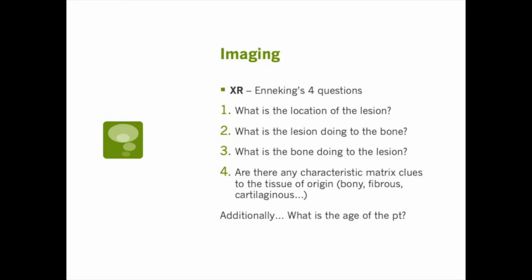So the first question you always have to ask yourself is what's the location of the lesion? And that means both the location in the body as well as the location in the bone. So is this axial? Is it appendicular? And then in the bone, is it epiphyseal, metaphyseal, metadiaphyseal, diaphyseal, periosteal? All of those things help figure out what this is because many tumors do very characteristic things in very characteristic areas of bone. That helps you whittle down the differential diagnosis.